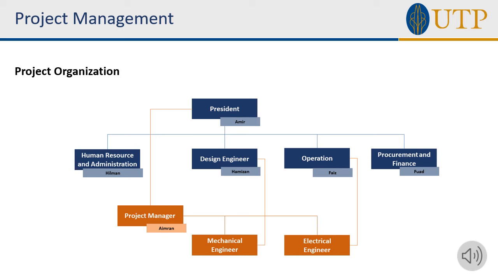And then the operation, this position will assist in the operations of the project. Procurement and finance, this position functions as the procurement manager of the project and also as the finance. And last one is the project manager, who plans, leads the engineers and technicians of the project, organizes and also controls the project. So next slide.